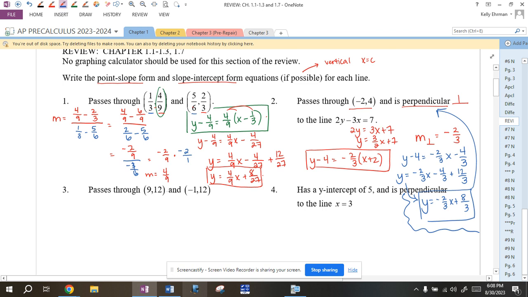Okay, what about passes through these 2 points? So again, we can do a slope. y2 minus y1 over x2 minus x1, subtract in any order. You get 0 over negative 10, which is 0. So if the slope is equal to 0, you could write a point slope form equation. y minus 12 equals 0 times x minus 9. You could write that. Or you could just write y equals 12. If you plot these 2 points, the y coordinate is 12. Or if you solve this for y, because you're distributing 0 through, you're going to get y equals 12.